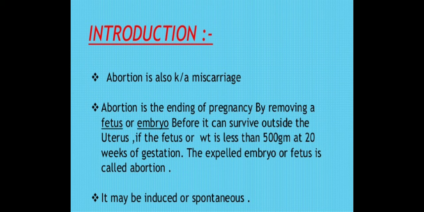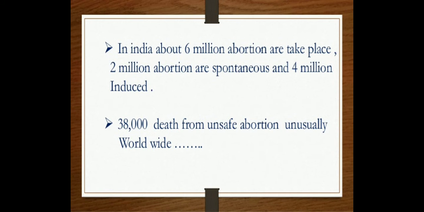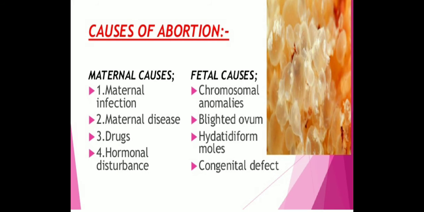One is induced, which means we can induce it for terminating the pregnancy, and one is spontaneous. Coming to the incidence of abortion in India, about 6 million abortions take place. 2 million abortions are spontaneous, and 4 million are induced. 38,000 deaths from unsafe abortion occur annually worldwide. So that is the incidence of abortion.